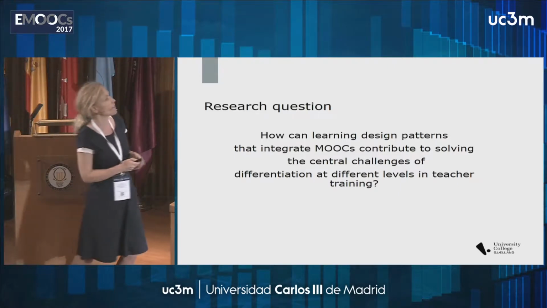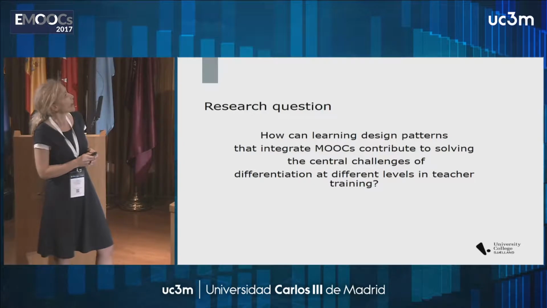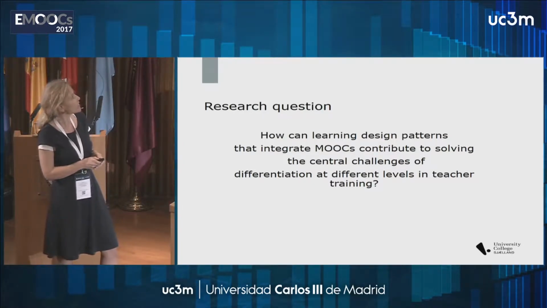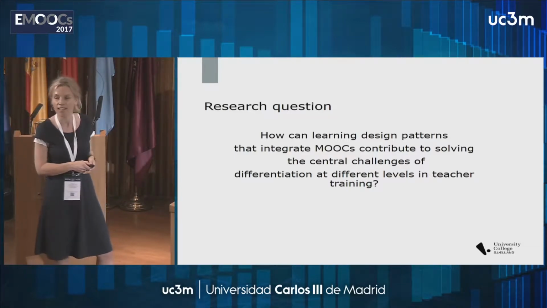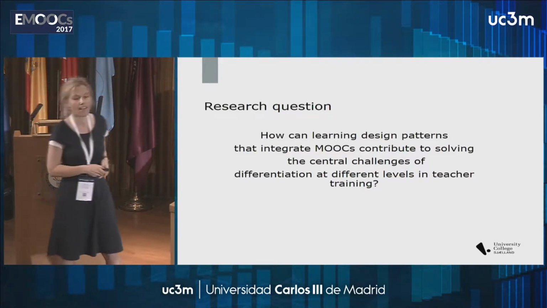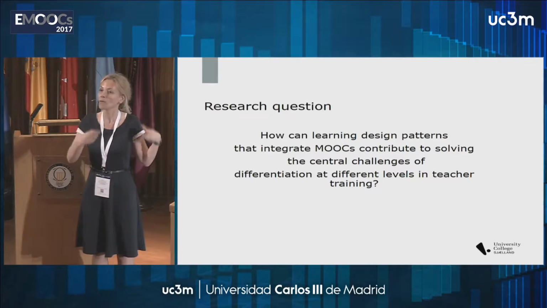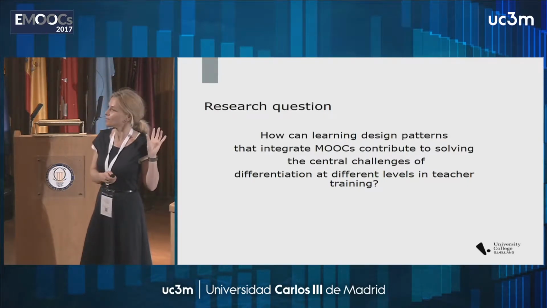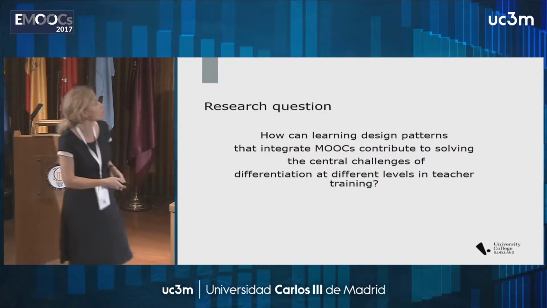So how can learning design patterns, and I'll get back to what a learning design pattern is, that integrate MOOCs contribute to solving the central challenges of differentiation at different levels in teacher training. And this differentiation has to do with this heterogeneous group of students that we have, and we would like to look at ways to work with differentiation in this group of students.